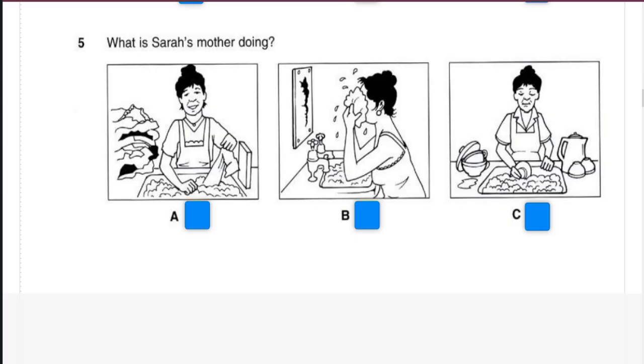When can we go out, Mum? In about half an hour, Sarah, when I've finished doing the washing up.